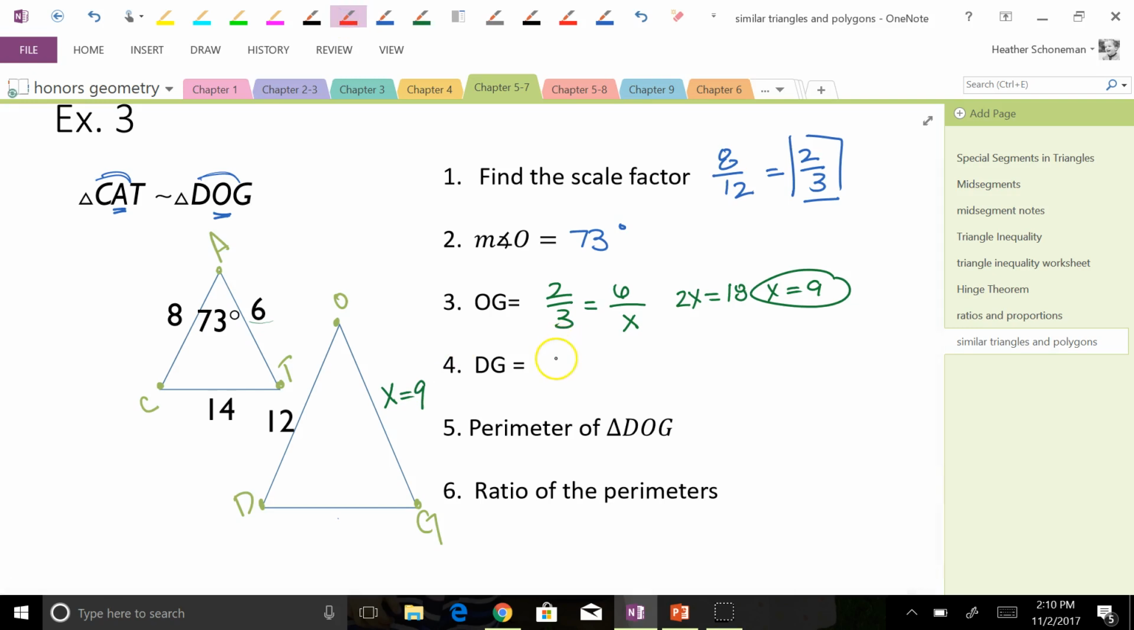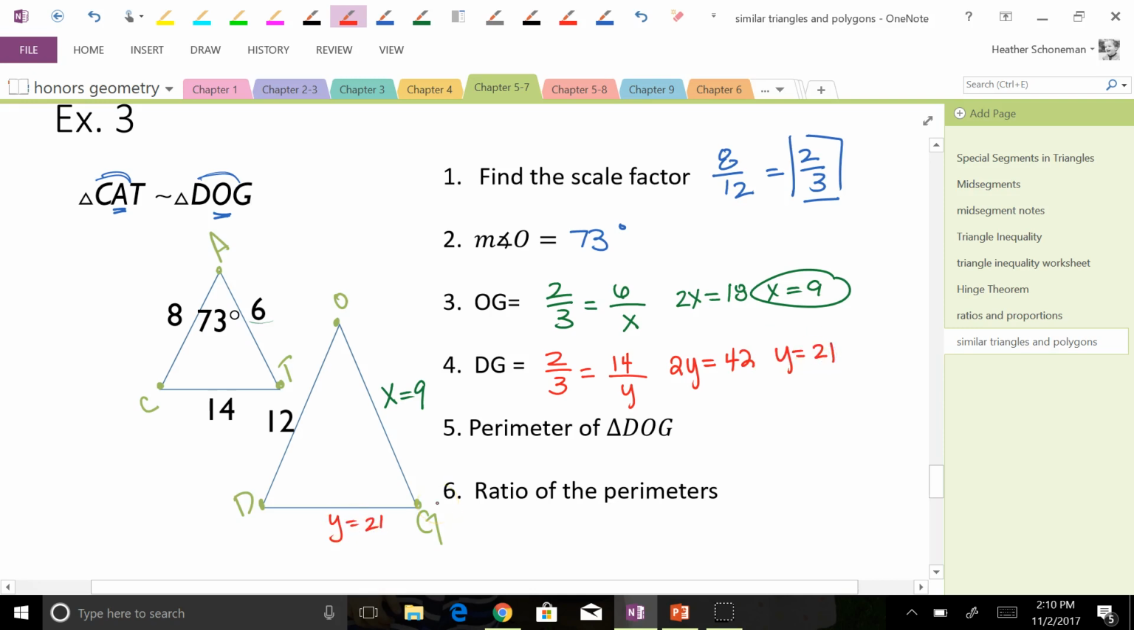All right, now it wants us to find DG, so we're going to start with the scale factor. DG, we'll call it Y, so it's something different. It's in the big triangle, and I've got small over big, so big is going to go on the bottom. And DG matches with 14, so I'll put that there. That leaves me with 2Y equals 42, so Y equals 21.